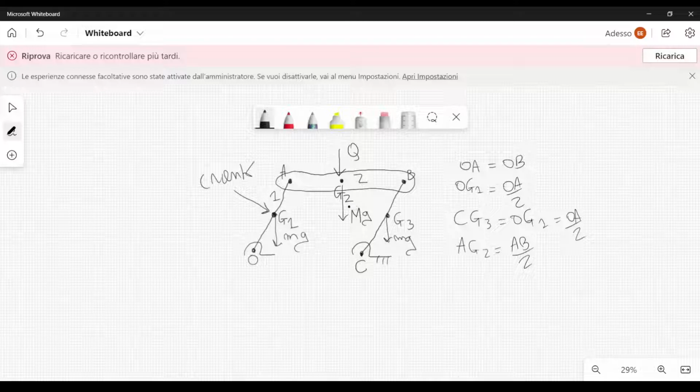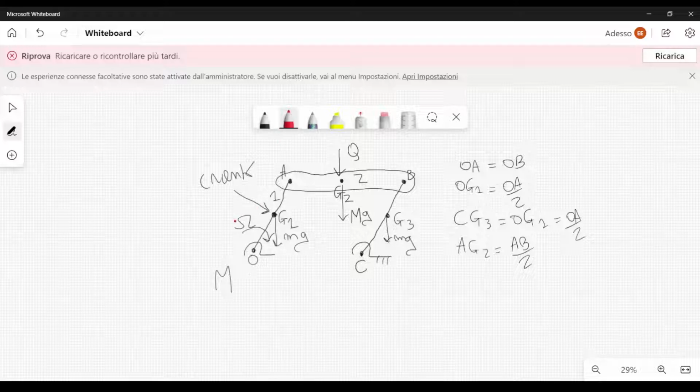And what we want to find is the action that we have to apply to the crank OA to keep the balance of the forces. So we want to find the torque, and let's assume that OA is rotating in this manner with an angular velocity omega, so it's in a clockwise manner. And the unknown is the torque M that we apply to the first crank. So we need to find the magnitude and also the direction of the torque.